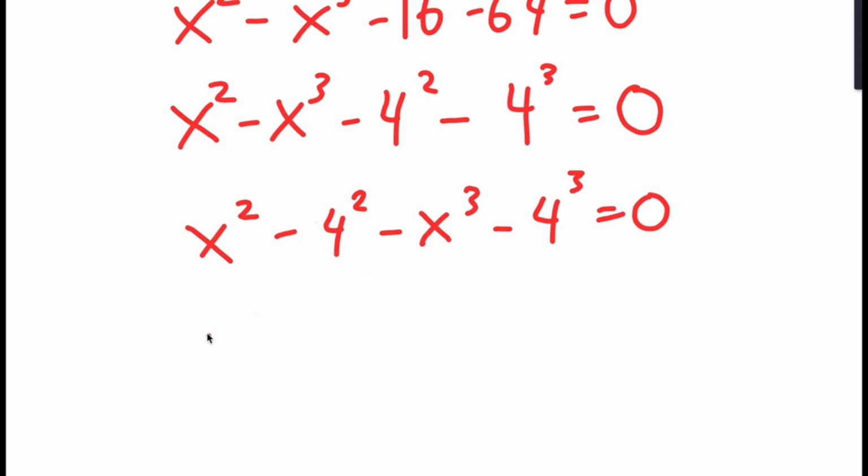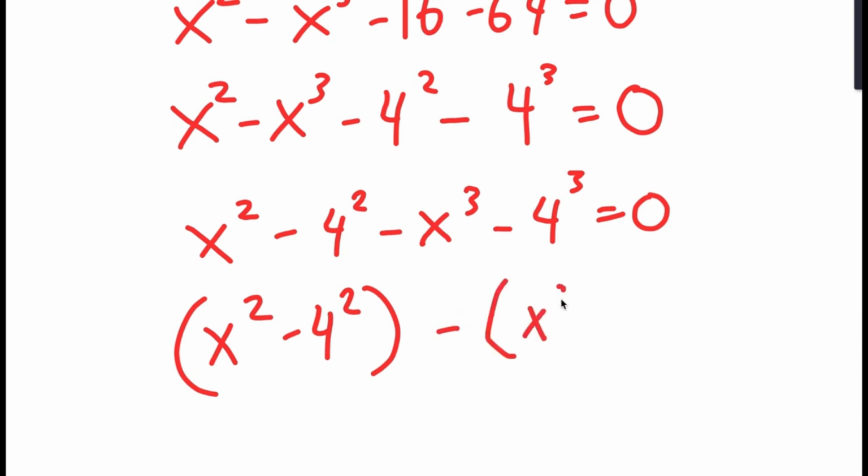And before that, I'm going to write this as x squared minus 4 squared, and I'm going to group this minus x to the power of 3 plus 4 to the power of 3. We put this plus because this negative sign distributes.